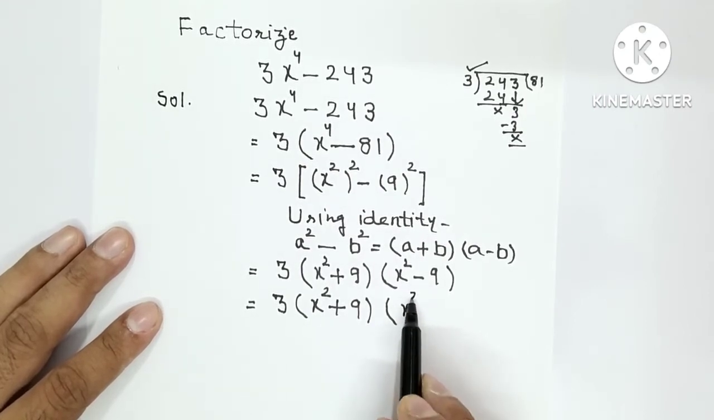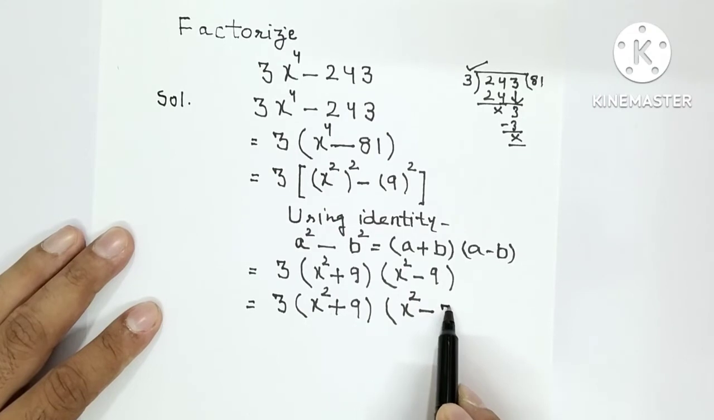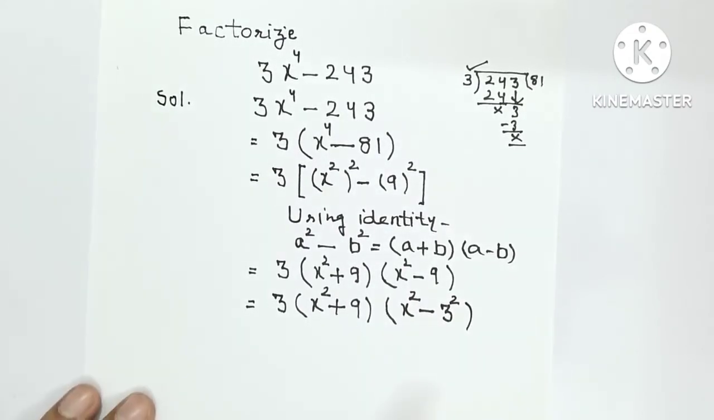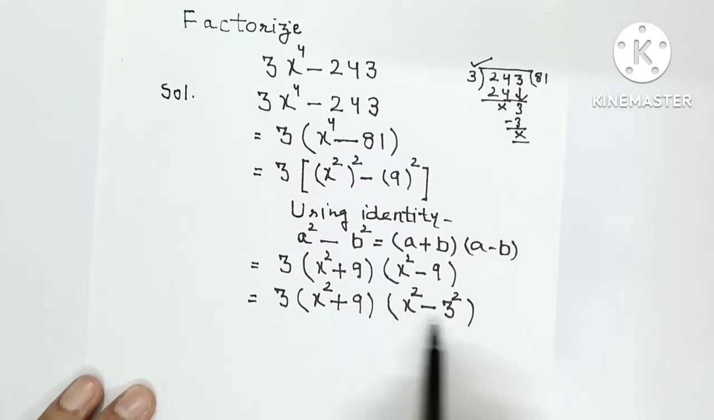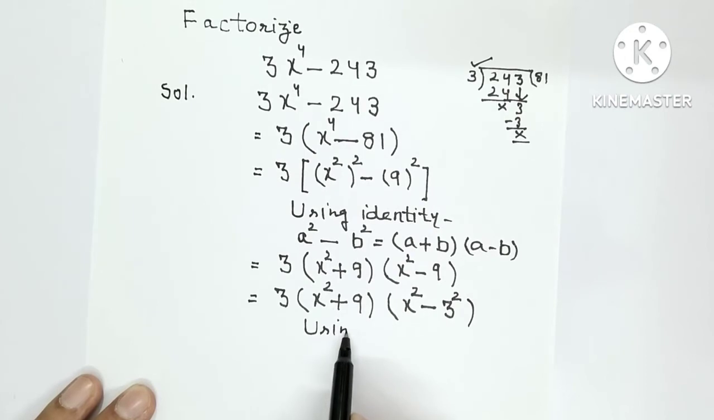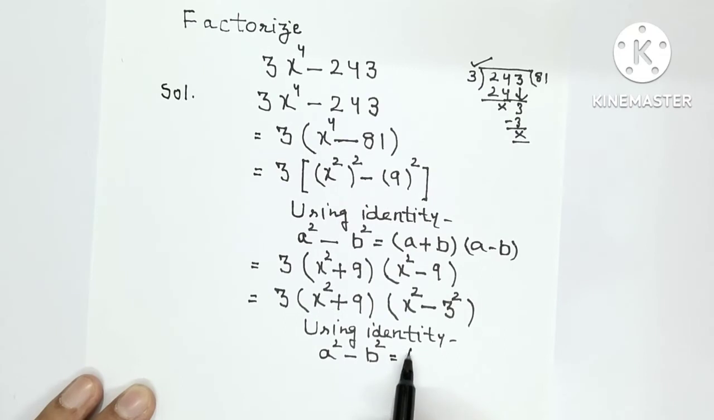x square minus 9 can be written as x square minus 3 square. Here again the identity will be used. Which identity? a square minus b square. So you will write, using the identity, a square minus b square is equal to a plus b into a minus b.